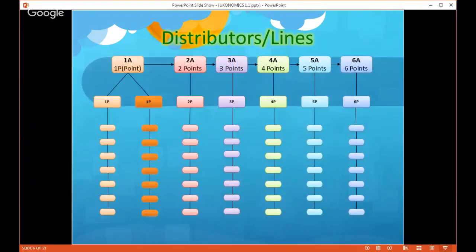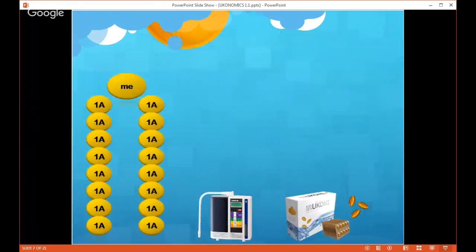This is our compensation structure. You get paid 1 through 6 points, and you get paid 8 levels down. This is called a matrix. You see the E and you have the 1A all the way down. This is called a matrix system. This is usually how the water matrix system works.